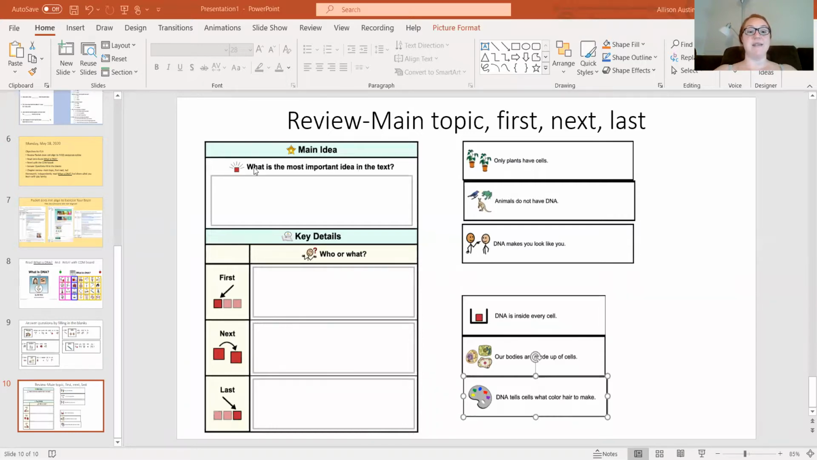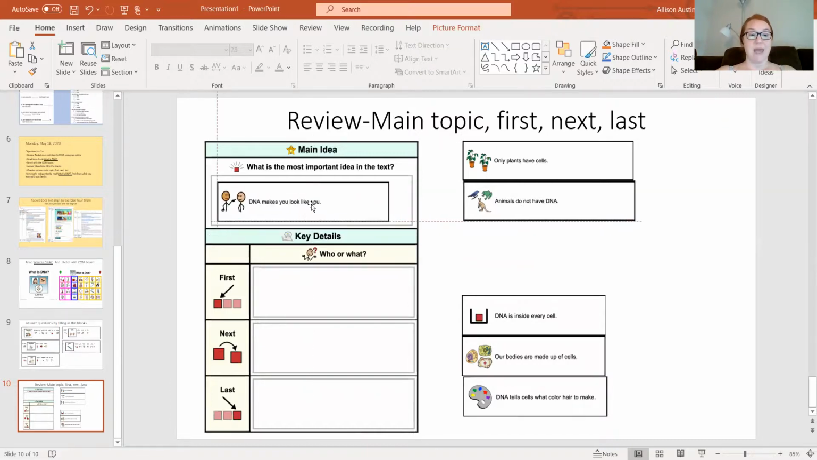Okay, I hope you had a chance to fill that in and get your answers in there, and we will do a screen share and we will go over it. Okay, so the main idea is the most important idea in the story. So was it that only plants have cells, animals do not have DNA, or DNA makes you look like you? Well, we know that people, plants, and animals have cells, not just plants. We know that animals have DNA and that DNA makes us look like us. So that is our main idea. The most important thing is that your DNA makes you look like you.